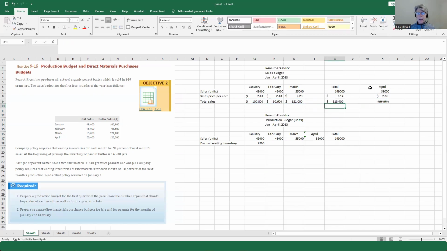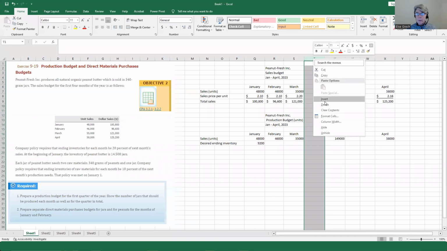There we go. April is not part of the quarter, of course, so I'm putting it over here. And I'm going to do the same thing right here. I'm going to take April out. There we go. And I should have read this first because it said it's the first quarter of the year. Show the number of jars that should be produced each month as well as for the quarter in total. So I'm doing the total. I'm doing everything that I'm supposed to be doing. I'm going to get rid of this, delete.